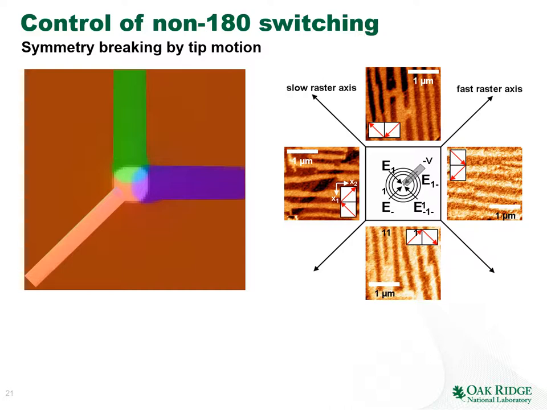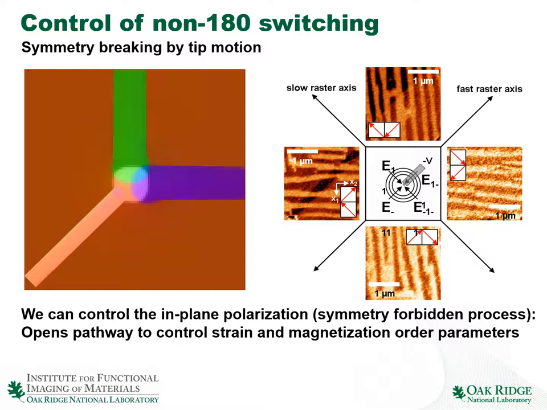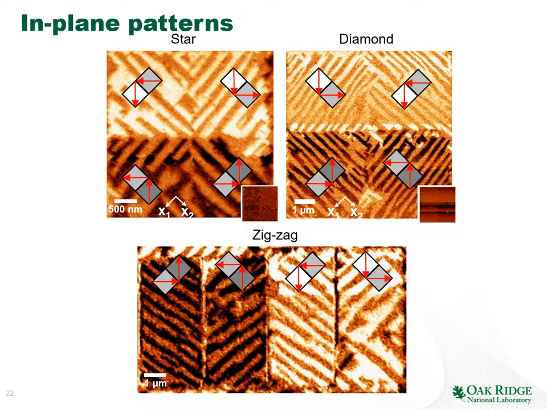If we start to switch polarization in the bismuth ferrite, moving the tip in different directions, we start to create differently oriented domain patterns. We can orient them in this direction, in this direction, or in this direction. Therefore, we can control the in-plane polarization, which would be a symmetry forbidden process for a static tip, and this opens the pathway to control the strain and magnetization order. And of course, we can have some fun doing that.